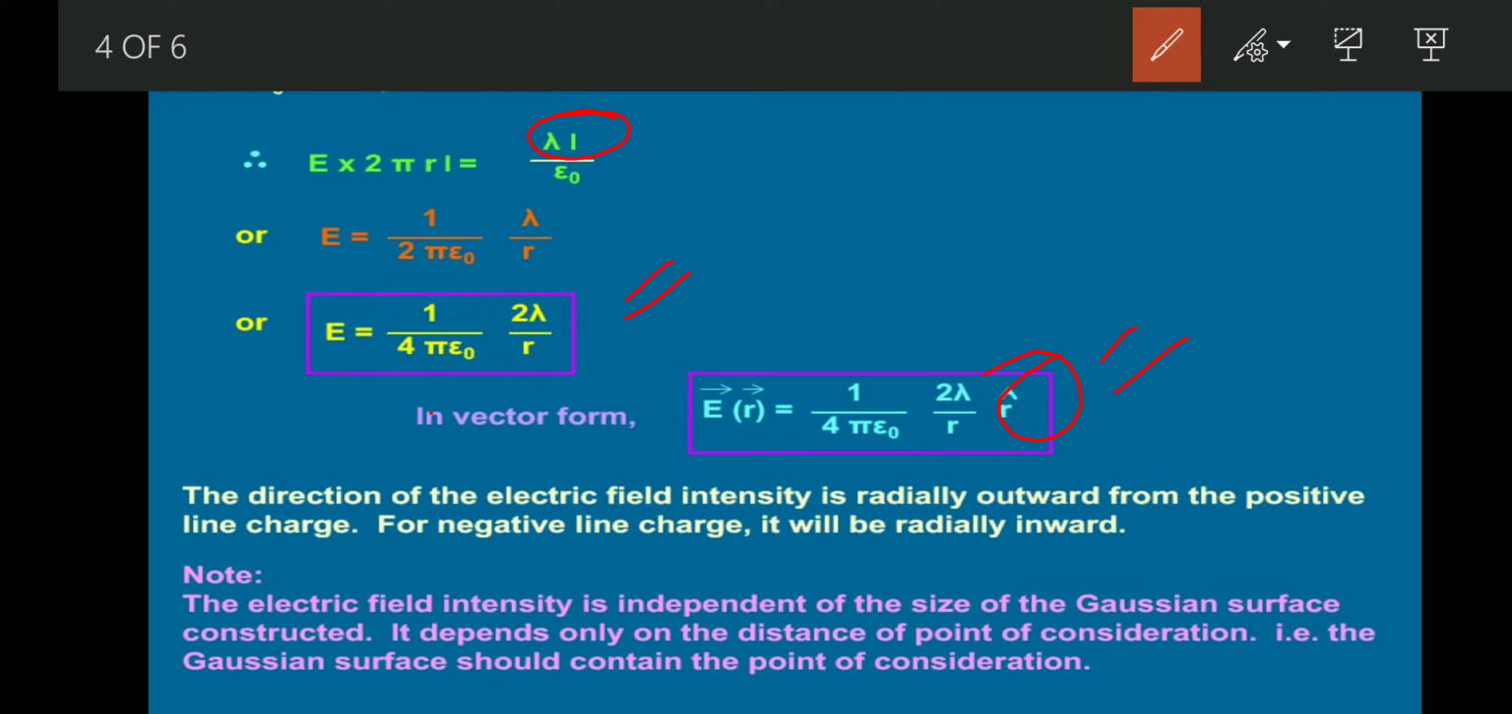So this was the first application. Now let's study the second application.